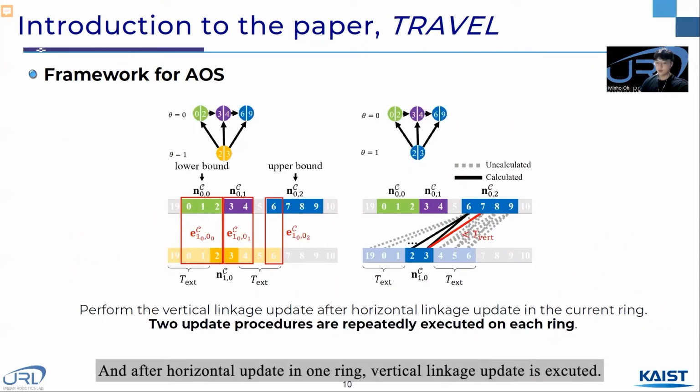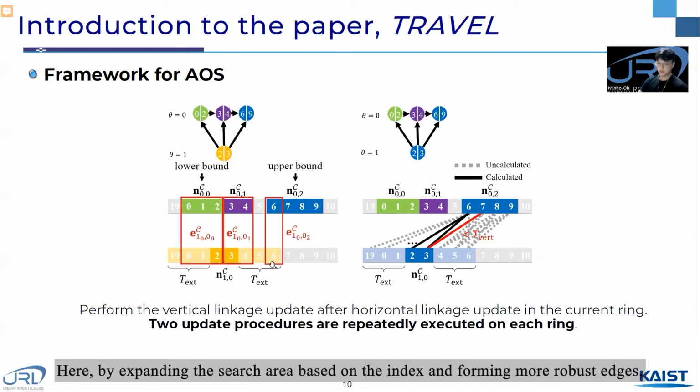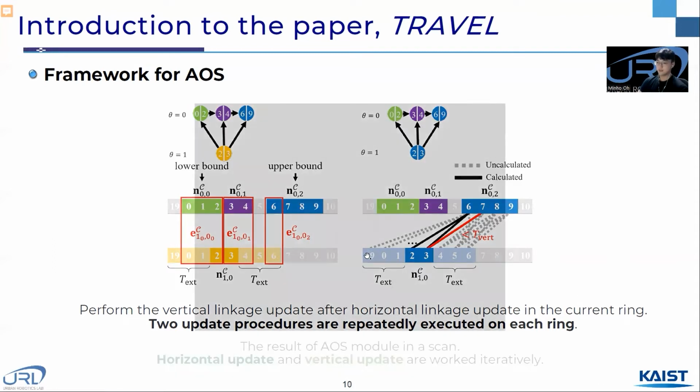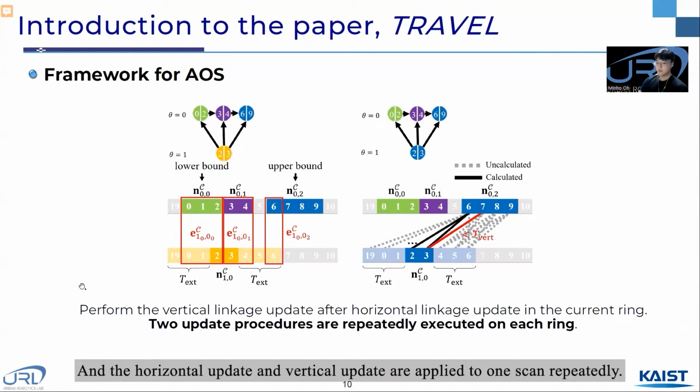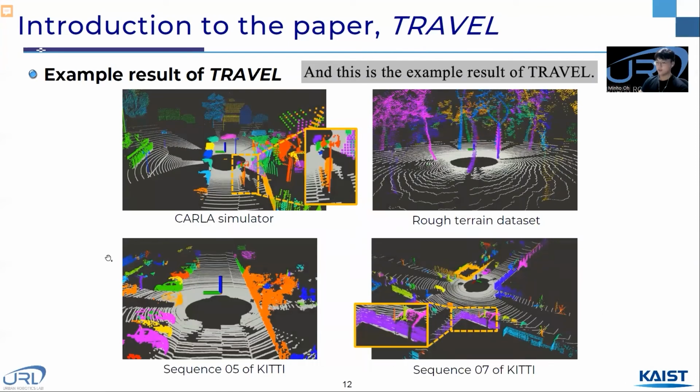And after horizontal update in one ring, vertical linkage update is executed. That is, it is a step to form an edge between the rings, expanding the search area based on the index and forming more robust edges. It contributes to overcoming over-segmentation in the vertical direction. And the horizontal update and vertical update are applied to one scan repeatedly. And this is the example result of travel.